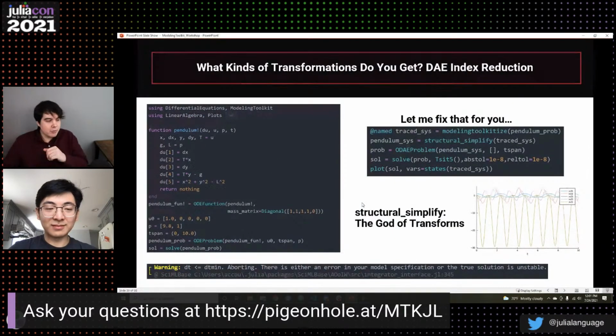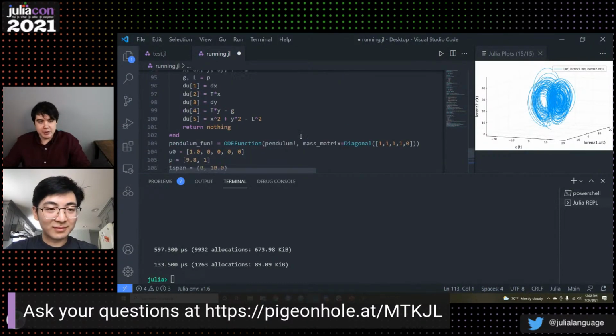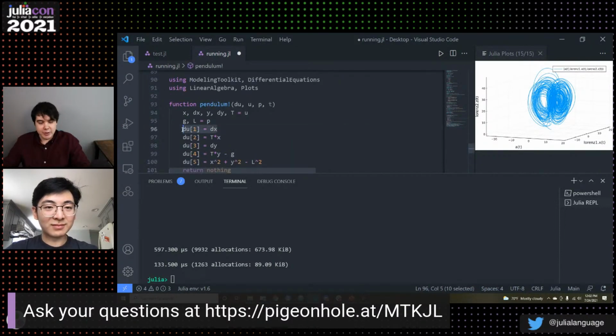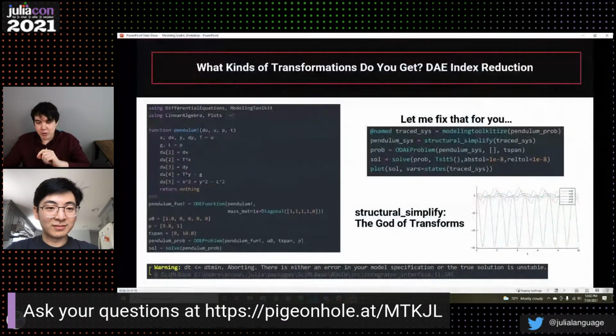But here's another example for why you might want to be using this tool. Let's go through this pendulum example. I'm just going to paste this over. So here is this pendulum that we defined. It's a derivative here, and for this pendulum we're writing in Cartesian coordinates. And what we want to say is that the length of the pendulum is constant, right? And that's what's hard about this equation.